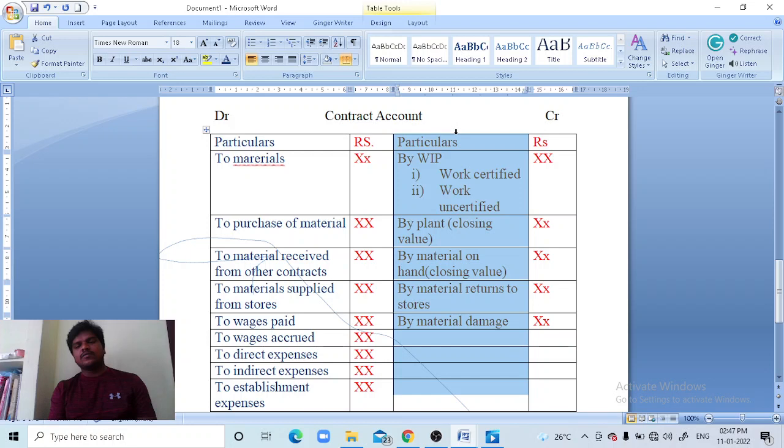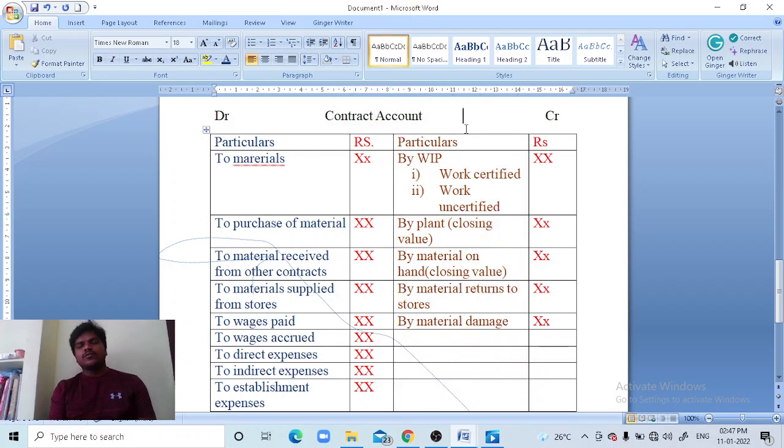Coming to the credit side. If we observe here, on the credit side, by WIP means work in progress. If it is the first year, work in progress is there. If it is the last year, there is no work in progress for the subsequent years; directly we need to take the value of the contract here. Under work in progress, we will have work certified and work uncertified. Work certified means the work which is certified by the concerned engineer of the contractee.